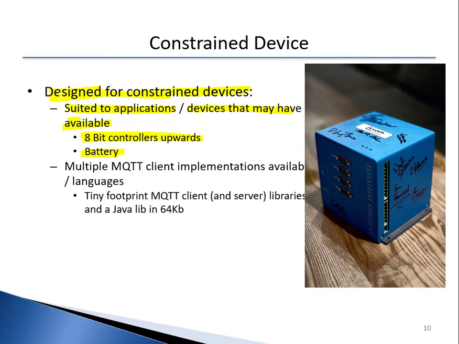Multiple MQTT client implementations are available in different languages. It has a tiny footprint for both the MQTT client and the server. The server library is available in Java, and it is also available in embedded C. So the footprint of MQTT is very small.